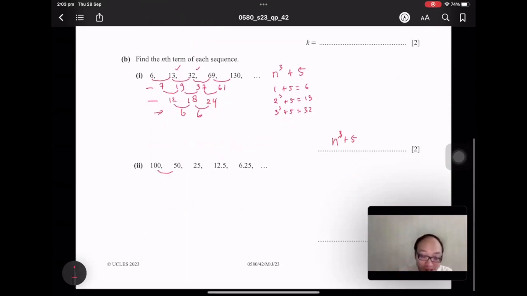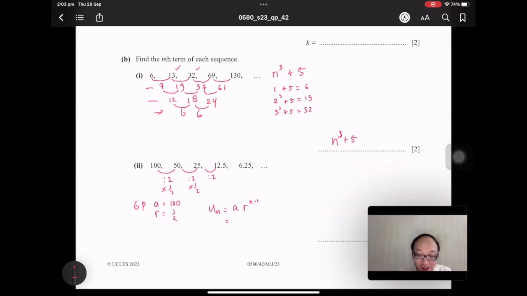For this one, it is divided by 2, or multiplied by half. So this is a geometric progression with first term 100 and the ratio is half. So the formula for the n-th term of the geometric progression will be a r to the power n minus 1. So a is 100, r is half, to the power of n minus 1. So this is the formula.